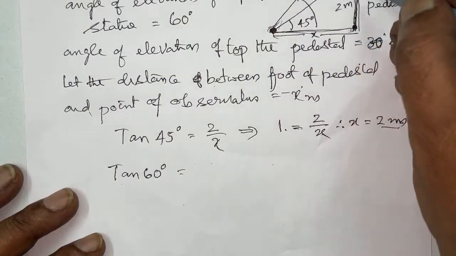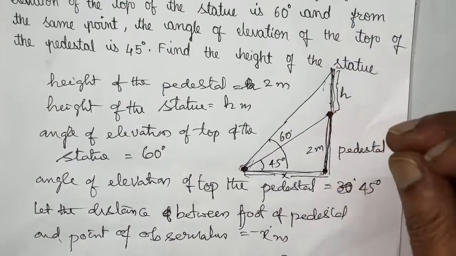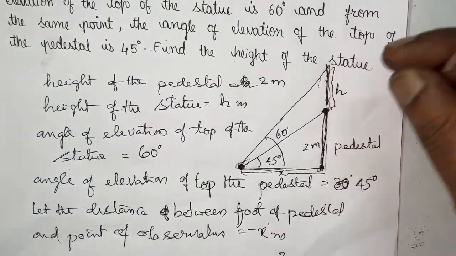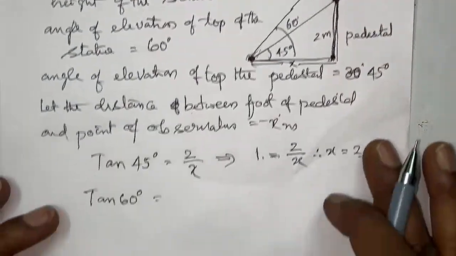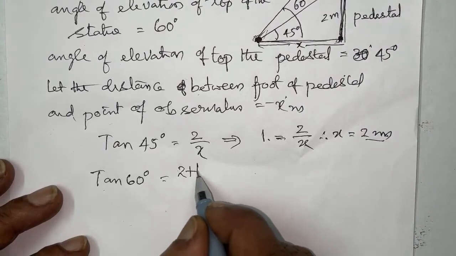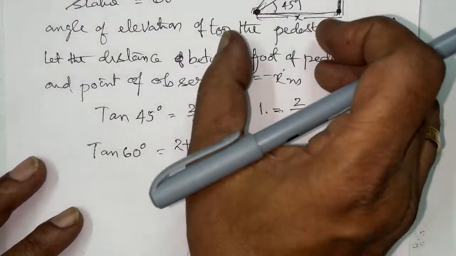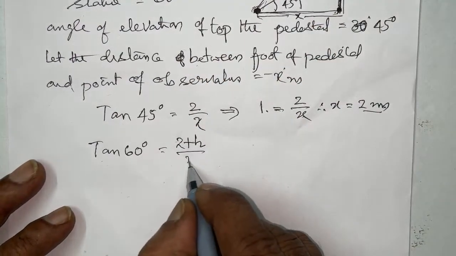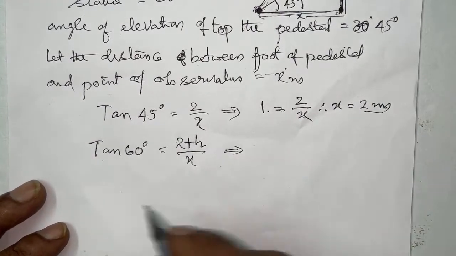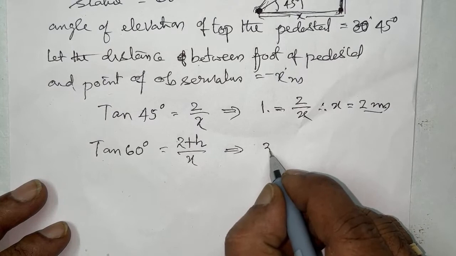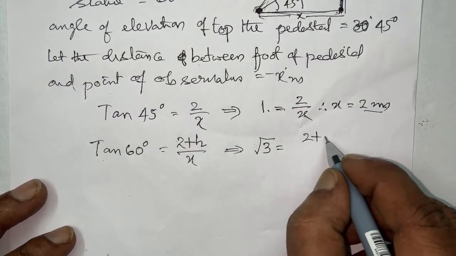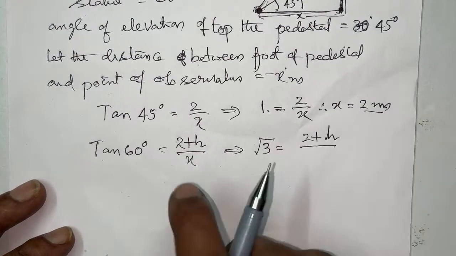What is the opposite side here? Opposite is going to be the 2 meters height of the pedestal and the height of the statue. So for that purpose we can take 2 plus h, and the distance of observation is x. Here we take the tan 60 value, root 3, equals 2 plus h over x.